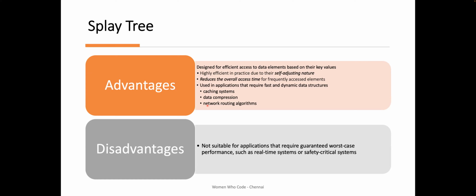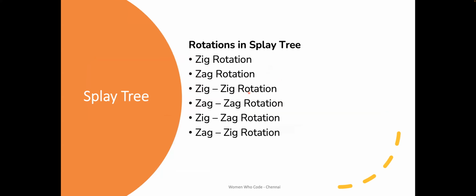Caching is something which stores your recent activity in the system and pulls it out every time that you need. So this is mainly why Splay trees are generally used: to reduce the overall access time, because it obviously knows which are the ones that are frequently accessed, and it always maintains it as the root node. Okay. So yeah, a disadvantage is that it is not that good as an AVL tree.